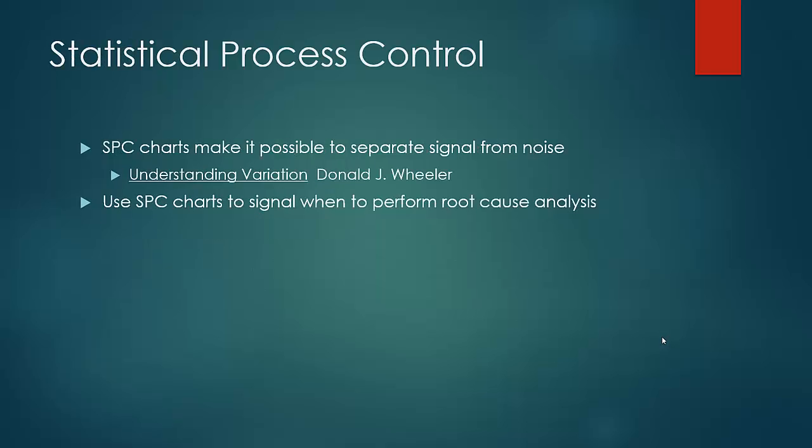We use statistical process control as a method to separate signal from noise. If you're not really familiar with this concept, I would recommend a book by Donald J. Wheeler called Understanding Variation. It's a very good book. It goes into great detail on how SPC charts can help you to separate signal from noise. The idea here is that we want to use the SPC chart to signal when to perform root cause analysis. In other words, we don't want to be reacting to noise and wasting time and effort to chase after something that is not really a problem.